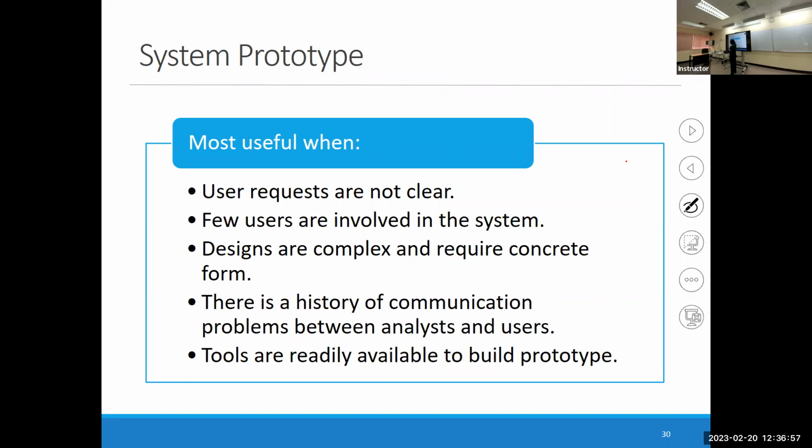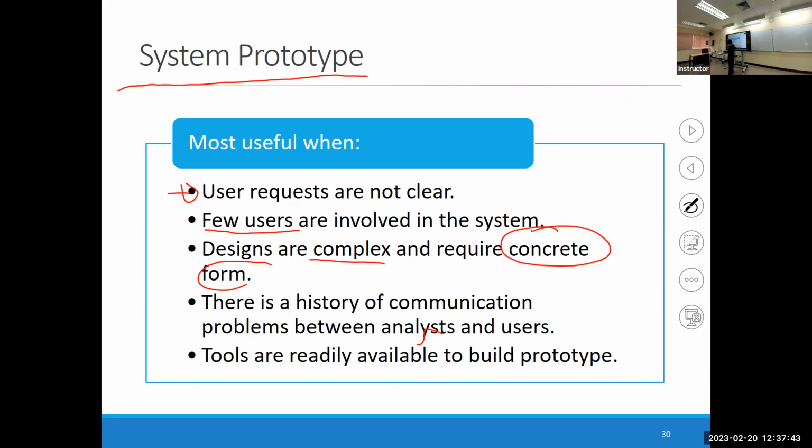Okay, so this is a summary that we usually make use of system prototype as a way to get requirements, not always, because sometimes if the requirements are so clear, you don't need to, because it takes some time for you to develop and design a prototype to communicate with the users, right? But when the user requirements and requests are not clear, when very few users have been involved in the system, and some complexity exists and so on, and we want some concrete interface to show to the user.